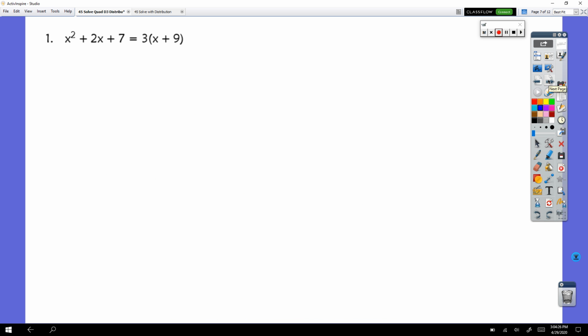Okay, so I'm looking at my problem. I know this is a quadratic because I see a 2 as the greatest exponent. And as I'm looking across my problem, I see a 3 in front of the parentheses on the right. So, because I see parentheses in a quadratic, I need to distribute.